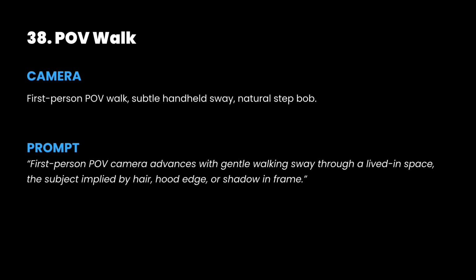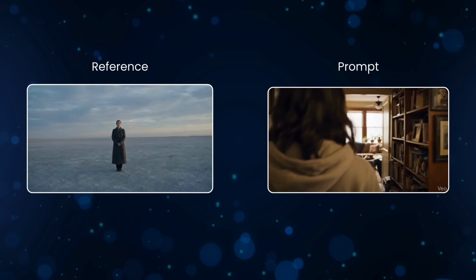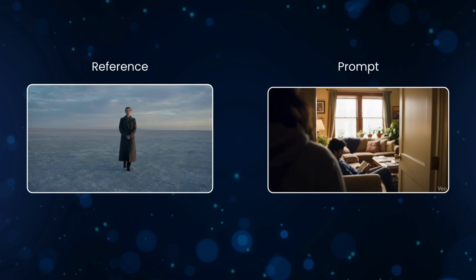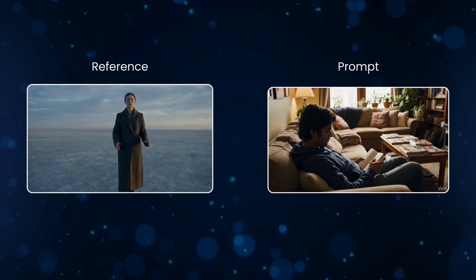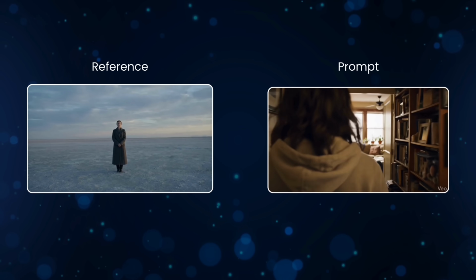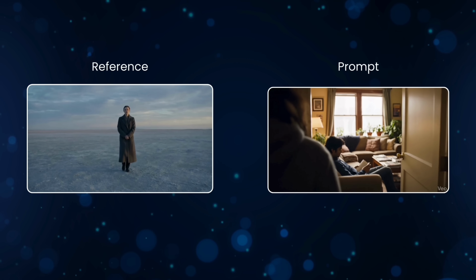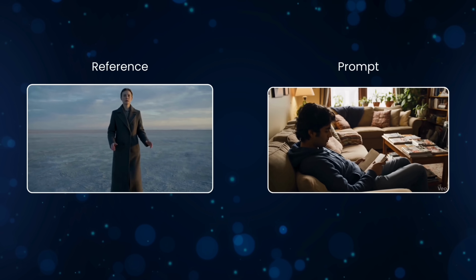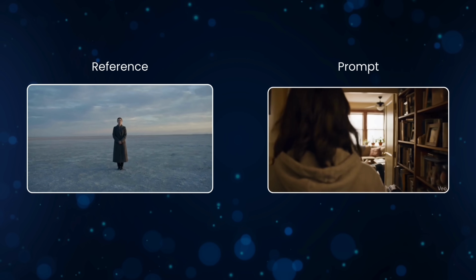Number 38. POV Walk. This eye-level POV places the viewer inside the action. It's effective for immersion and realism by mimicking human movement. Use it to convey presence and intimacy during explorations, arrivals, or experiential journeys.